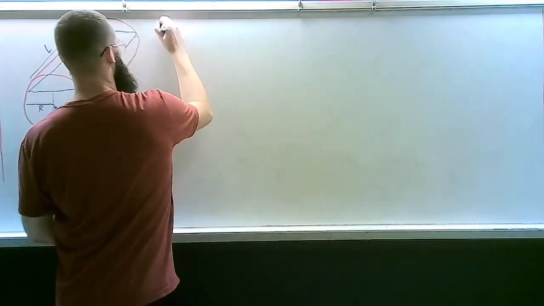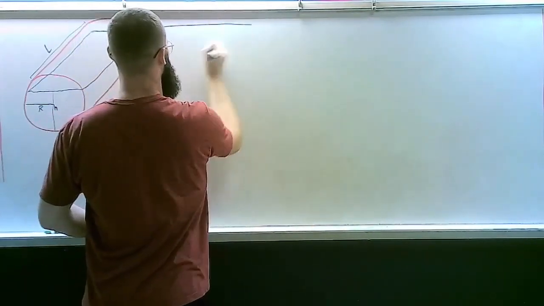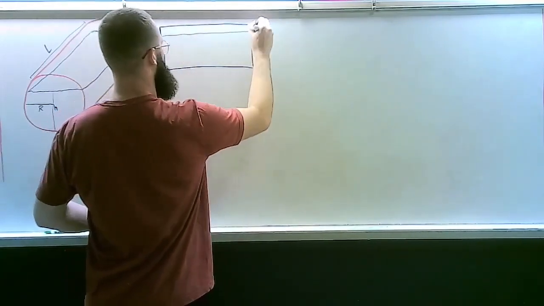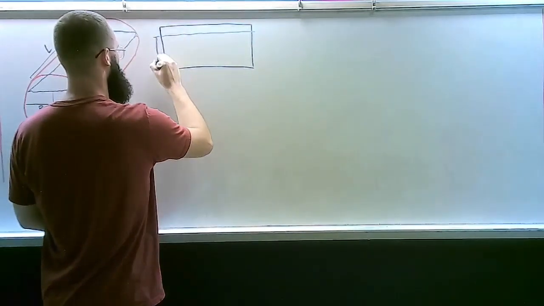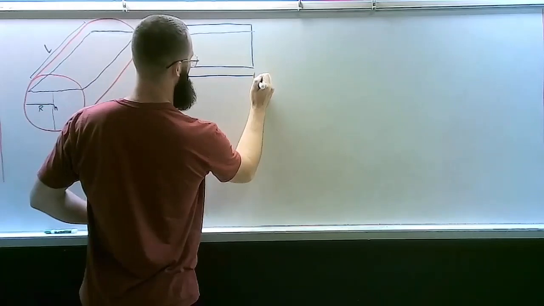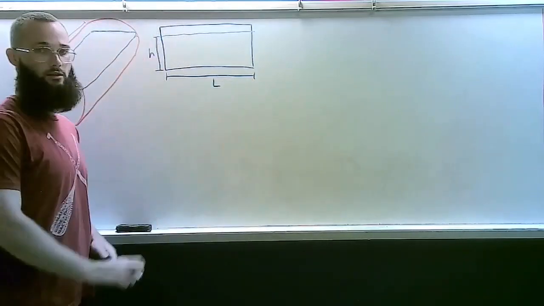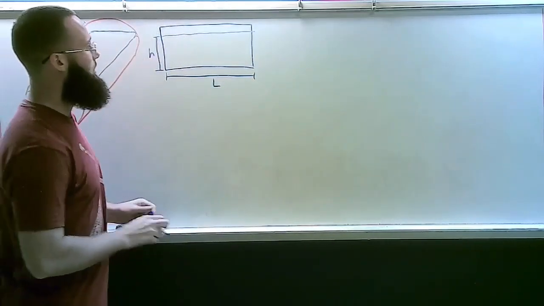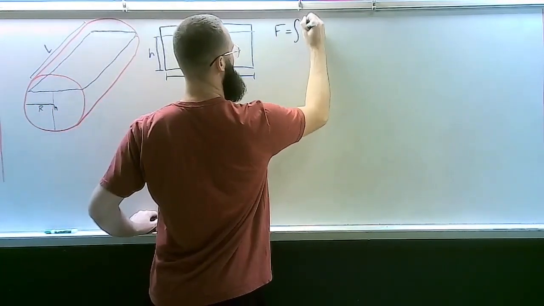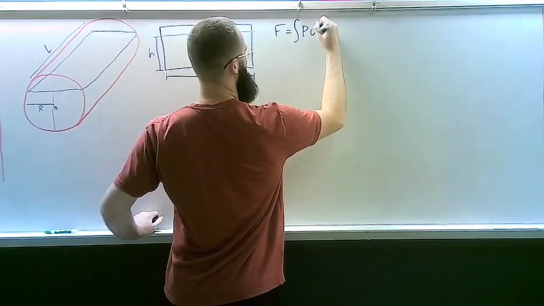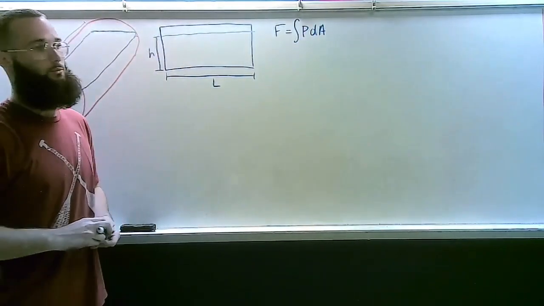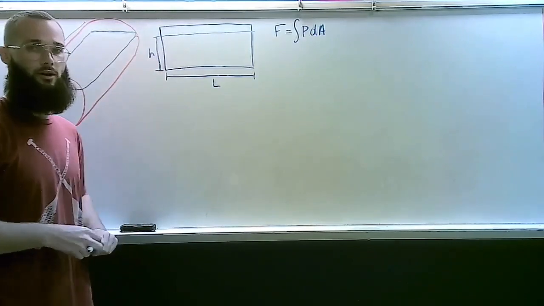So I'm going to redraw this barrel from a side view. This will be the height of the fluid. So that's our h. And then of course it has some length L. And so we know that the force applied will be equal to the integral of the pressure times the differential area. And this comes from the pressure is equal to the force divided by the area.